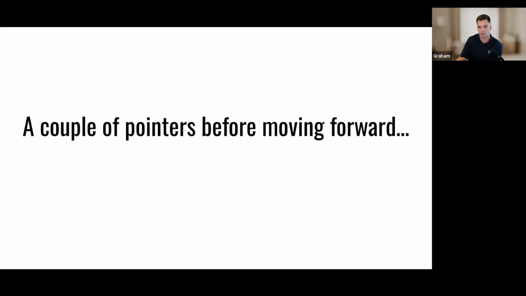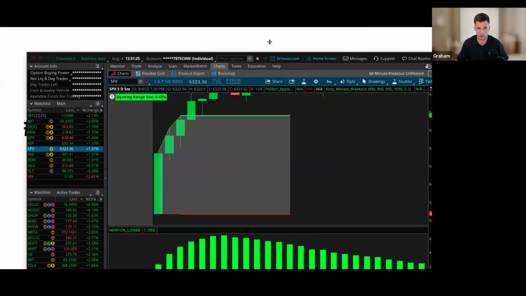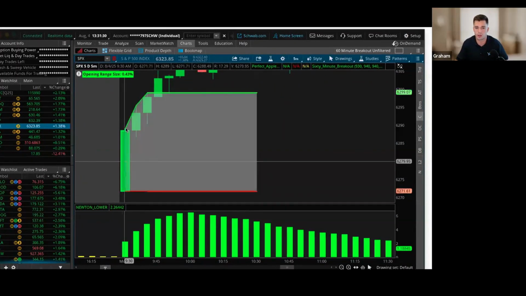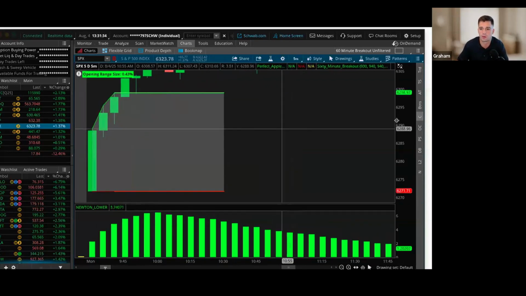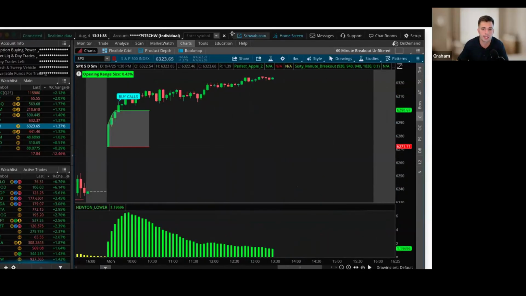Now, a couple of pointers before we move forward. Number one, again, we let that 15-minute opening range develop. We don't enter early just because the market shoots up. I mean, today you could have, and you would have looked like a genius, right? Let me just pull up today's price action. This morning got really exciting at the open. Markets opened higher and just went crazy. A lot of people would be tempted to buy right away. In this case, it would have worked out for you, right? Markets kept going higher.